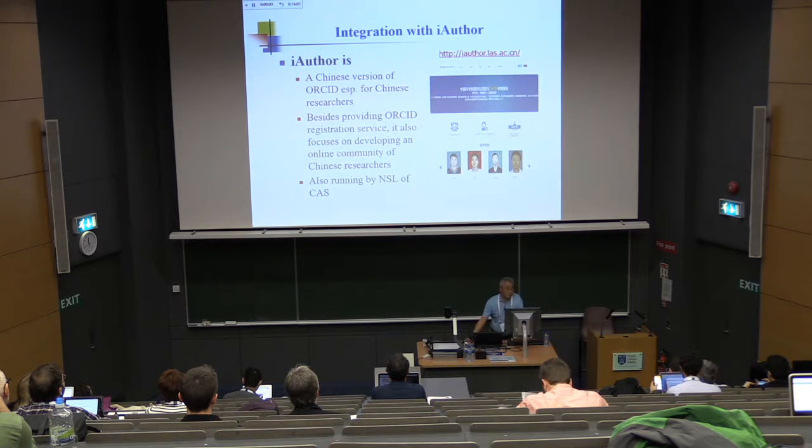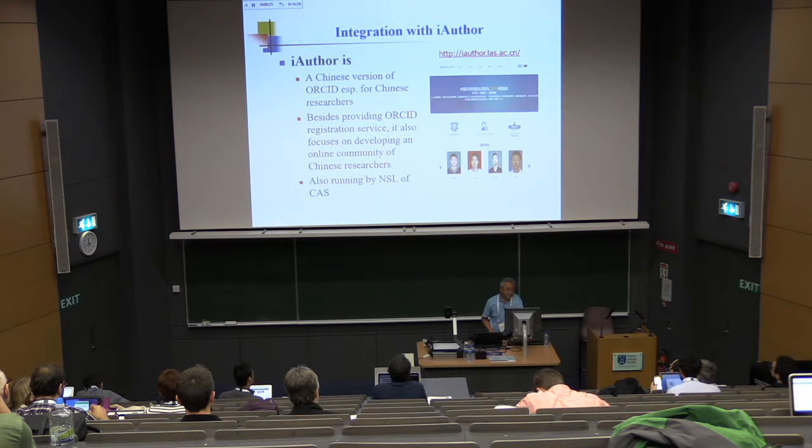The following new feature in CSpace 4 is integration with IOTA. IOTA is a Chinese version of ORCID, especially for Chinese researchers. Besides providing ORCID registration service, it also focuses on developing an online community of Chinese researchers. This service is also run by NSL CAS.